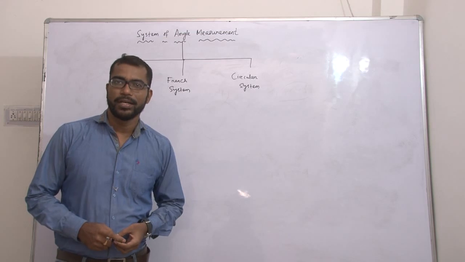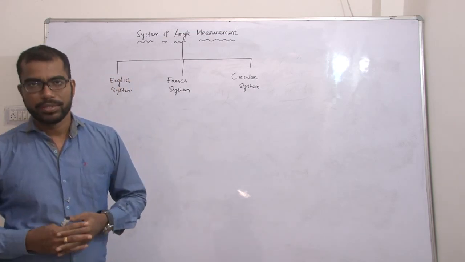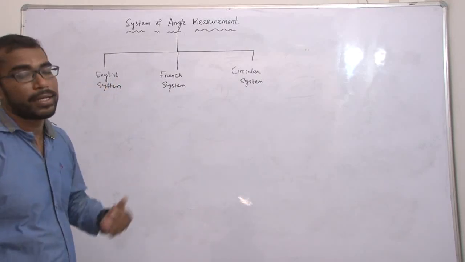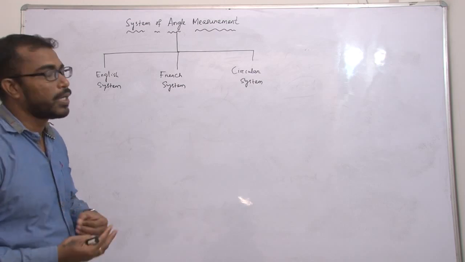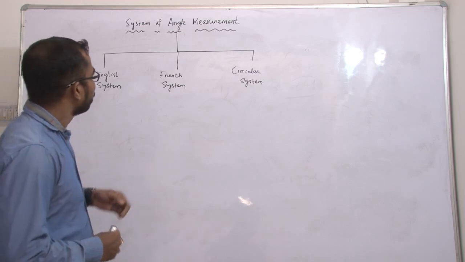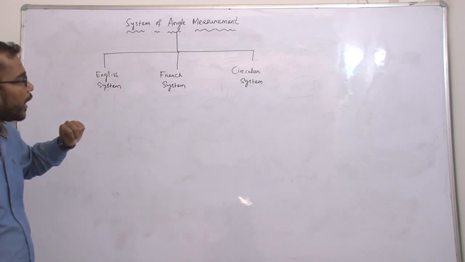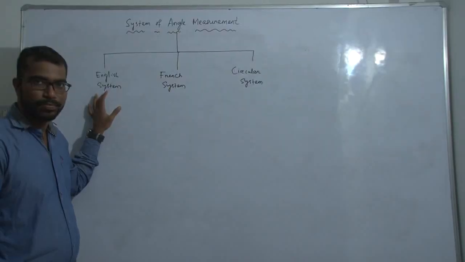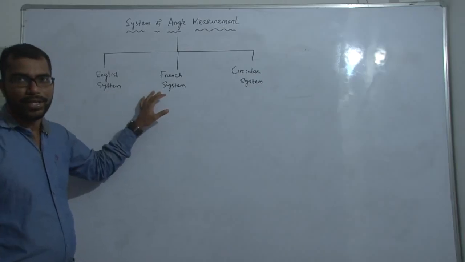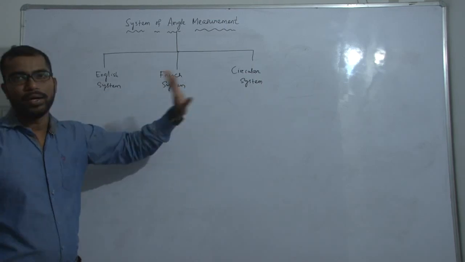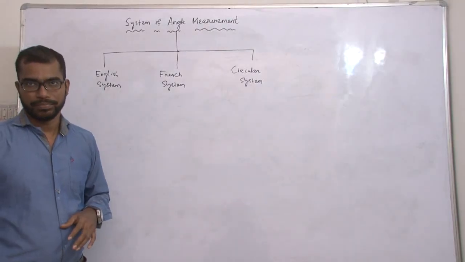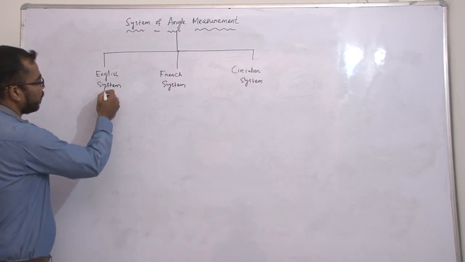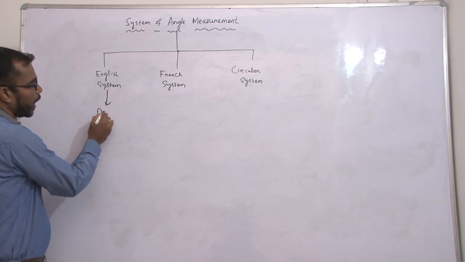In the previous session we discussed the STC rule or STC formula, but in this session we will discuss systems of angle measurement. How to measure an angle. As you know, an angle can be measured in three systems. The first one is the English system, the second one is the French system, and the third one is the circular system. So, what is the English system? In the English system, we use the notation degree.